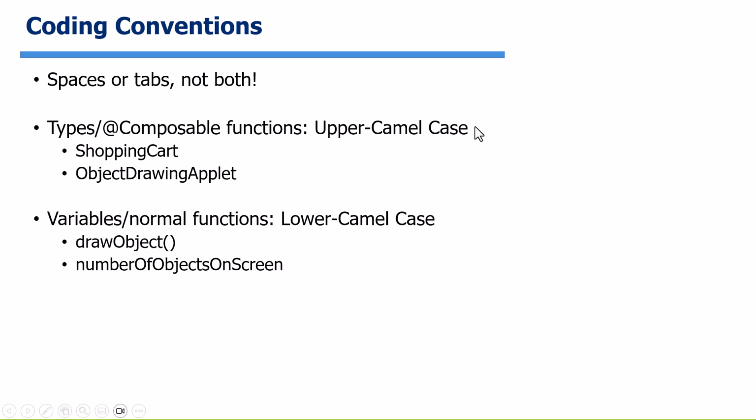And this is going to feel weird for functions. The composable functions, the convention is upper camel, just like it's a class. That's intentional because we're trying to treat these composable functions as definitions or declarations. It feels weird at first, but you get used to it. So any of those, upper camel case, that means all of your words squished together. Each word starts in uppercase, the rest of the letters in the word are lowercase.